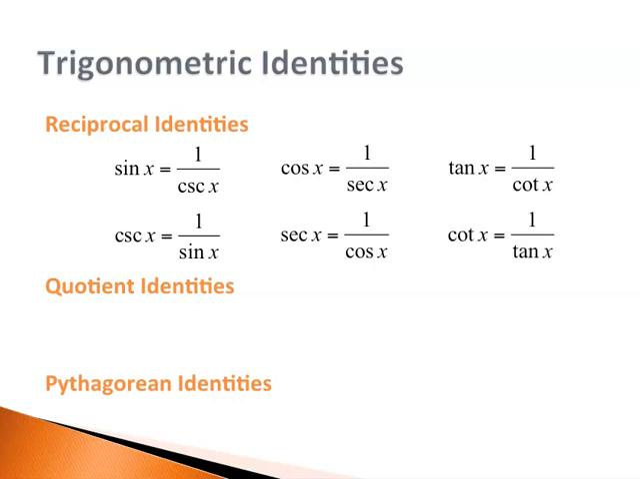Now once you know the pairings of sine going with cosecant, cosine with secant, and tangent with cotangent, then you'll be able to pretty easily come up with these reciprocal identities.